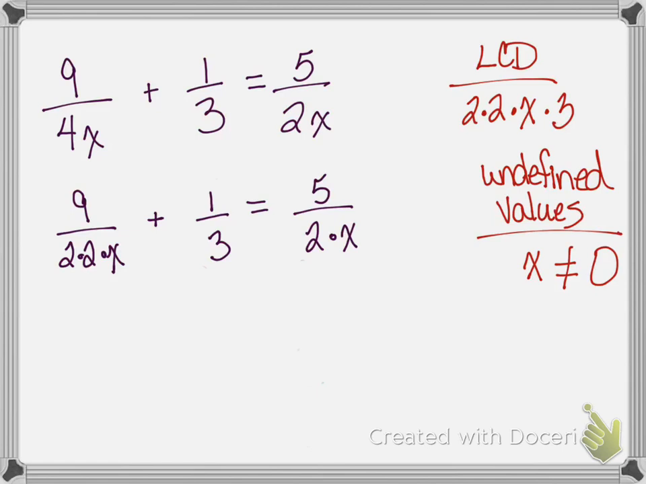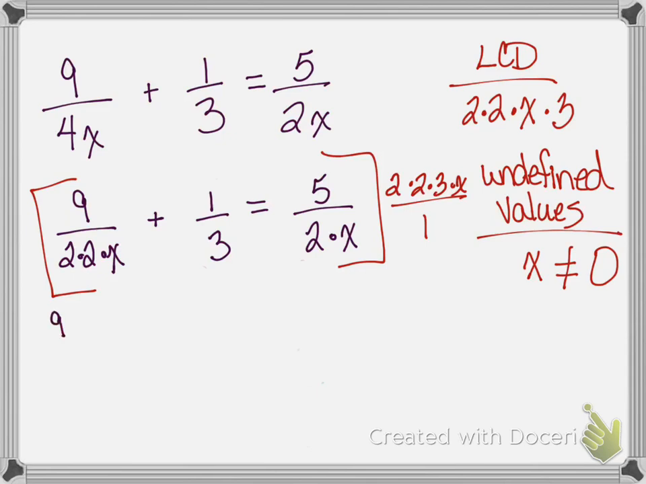Some students prefer to multiply by 12x. I like to keep it written out because then we're able to cancel very neatly. Okay? But if you like to multiply by 12x, our LCD is 12x. But again, I keep it written as numbers, or as primes. 2 times 2 times 3 times x. So I'm going to multiply everything times that.